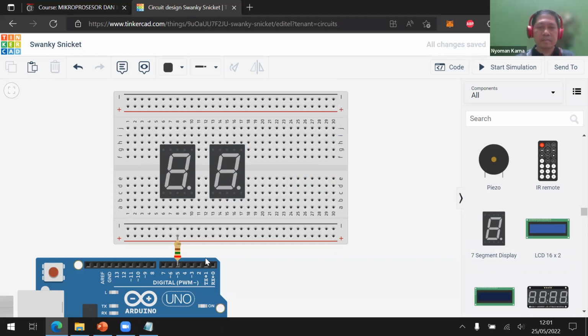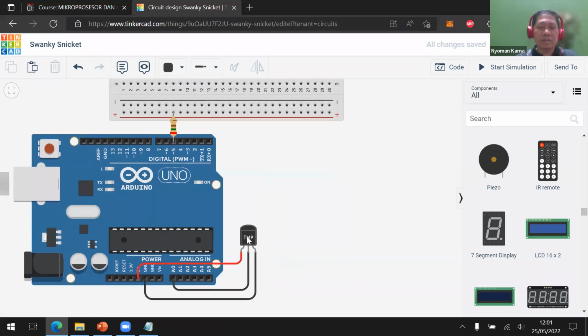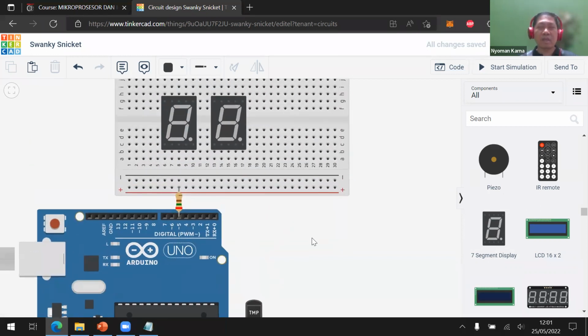Now, we need 2 7-segment displays because there are 2 digits represented by the TMP sensor. For example, 20, that means 2 and 0. Maybe 25, that means 2 and 5, and maybe 78, there will be 7 and 8. Okay.